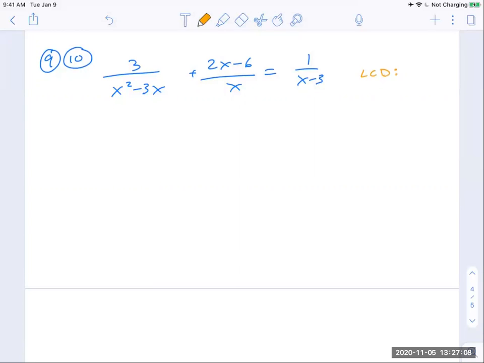So x minus 3 stays x minus 3. X stays as x. What does x squared minus 3x become? X times x minus 3 times x. Just that, just x times x minus 3. So good.